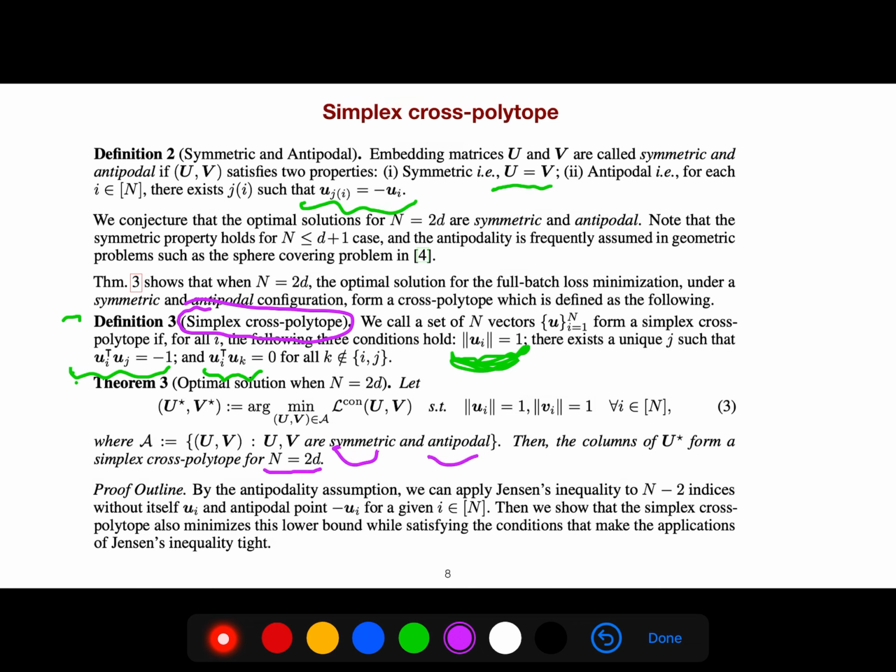By the antipodality assumption, we can apply this Jensen inequality to n-2 indices without itself and its antipodal point. Then we show that the simplex cross polytope also minimizes this lower bound while satisfying the conditions that make the applications of Jensen's inequality tight.